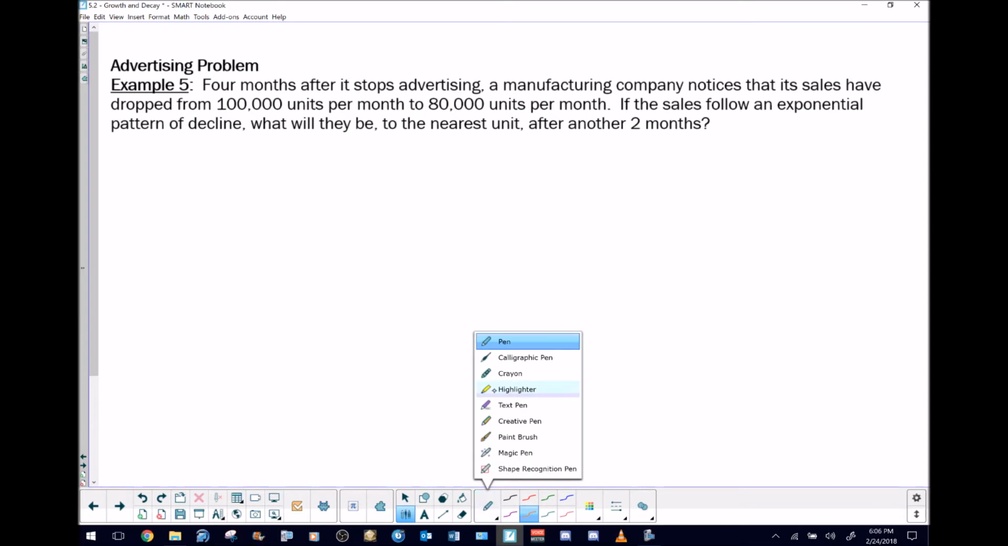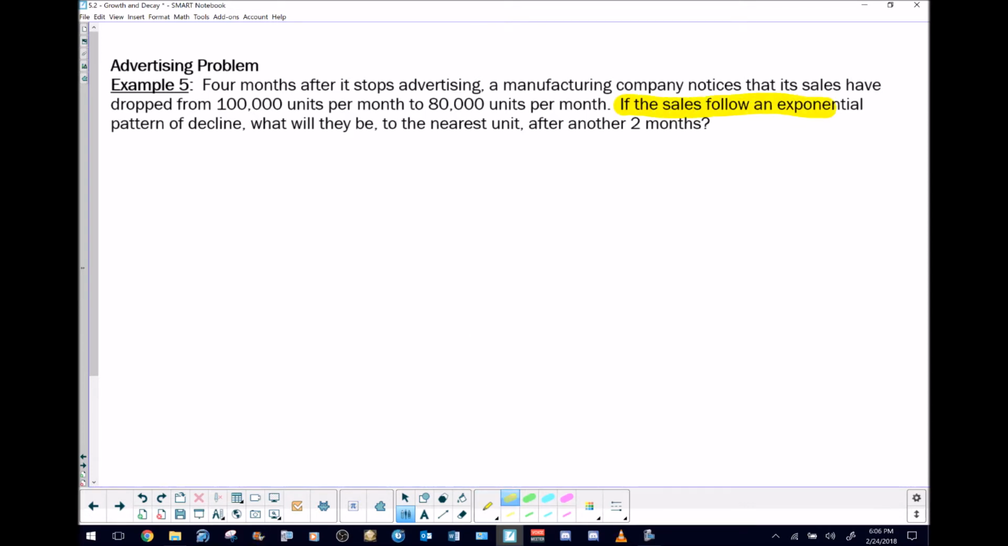Well, the key in this problem, as with many of the ones in this series, is looking at the language. The sales follow an exponential pattern of decline. And that's just a simple way of saying that we can use our wonderful friend, the equation, sometimes we refer to it in our class as KECT, or in this particular case, we could say sales, S, is equal to some constant C times e raised to the KT power.